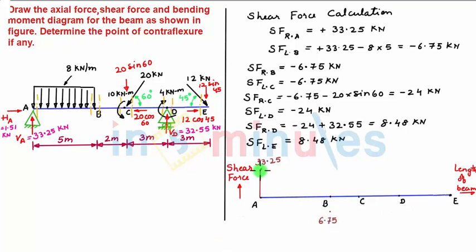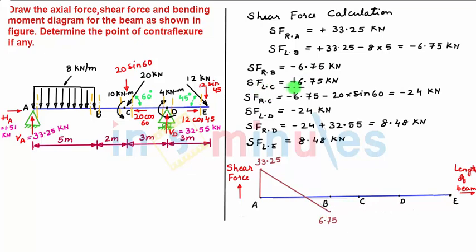Now how is this shear force varying between point A and B? If you see, between point A and B there is a uniformly distributed load. So the variation is linear, and let me connect it with an inclined straight line. Now shear force towards right of B is the same, minus 6.75 kilonewton. Hence it will stay here only.